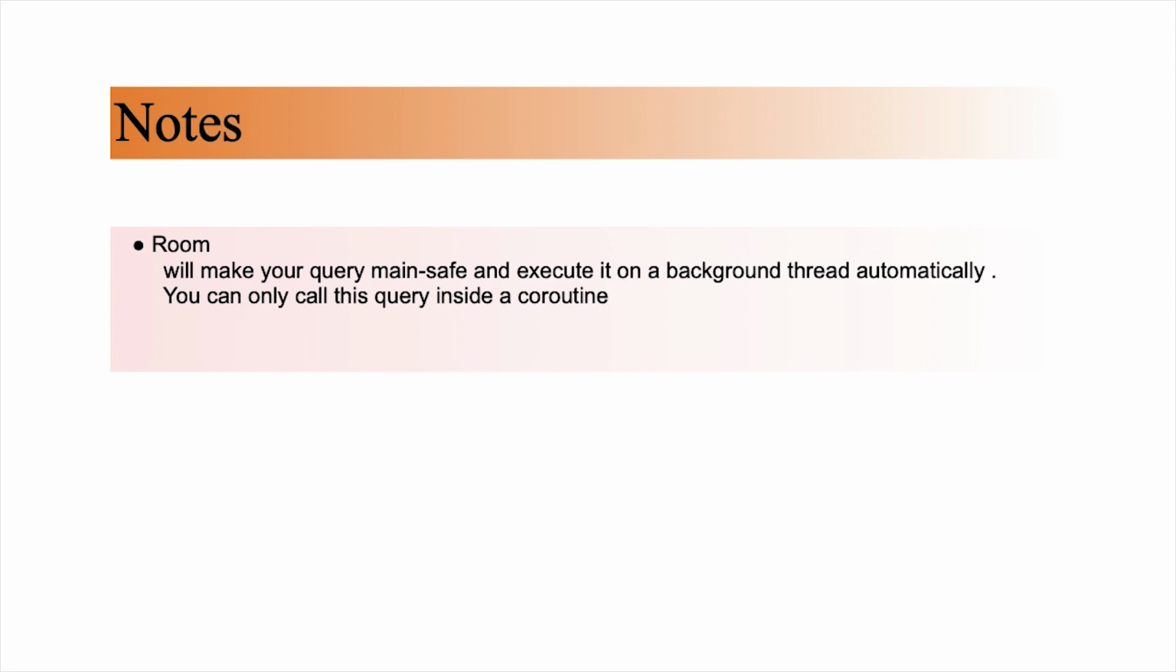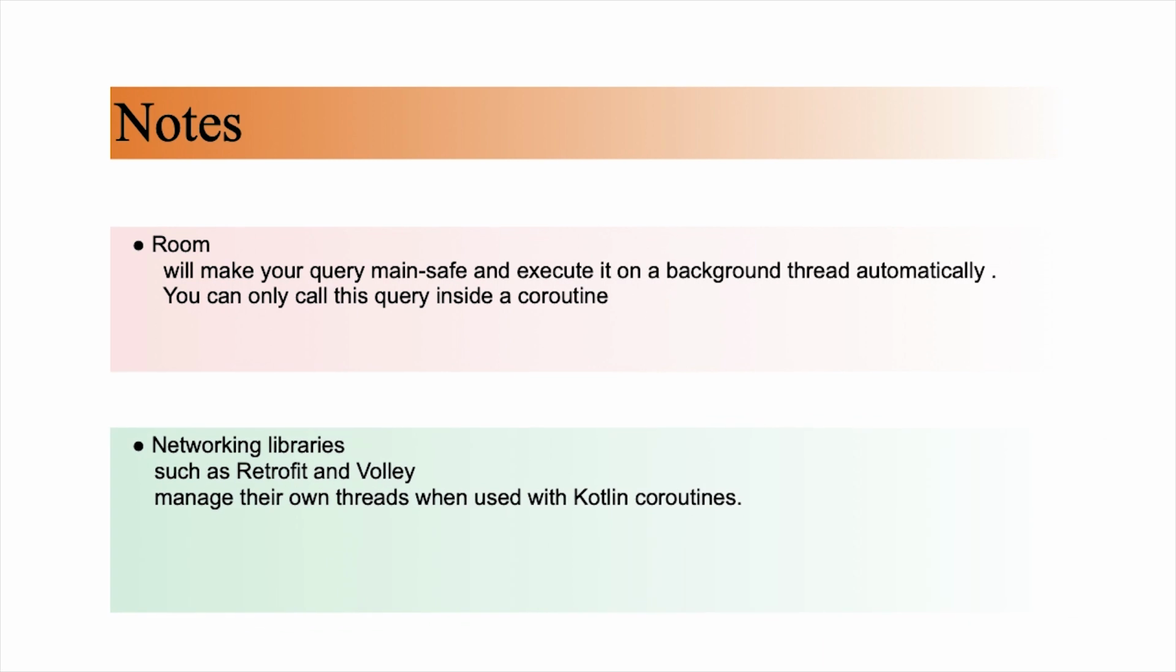As mentioned before, dispatchers specify where the coroutines should run. So we should note that Room will make your query main safe and execute it on a background thread automatically. And network libraries like Retrofit and Volley manage their own threads when used with Kotlin coroutines.